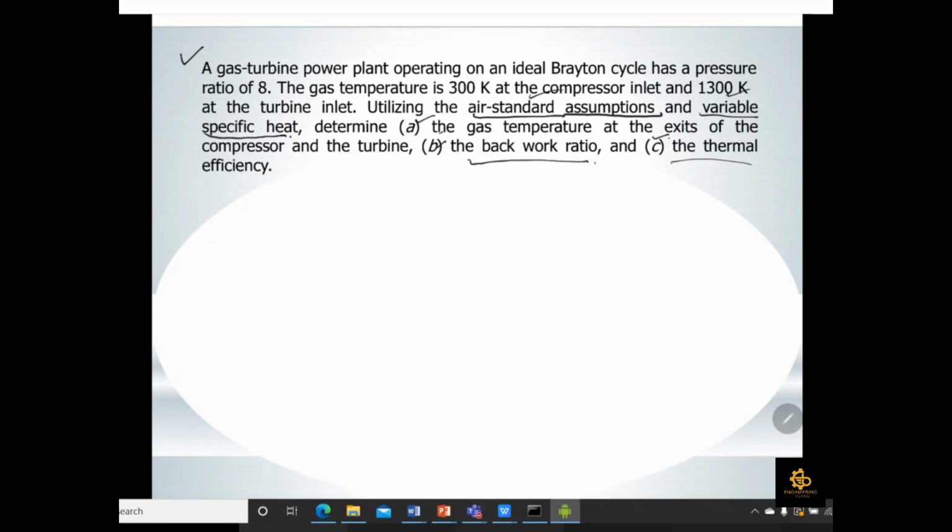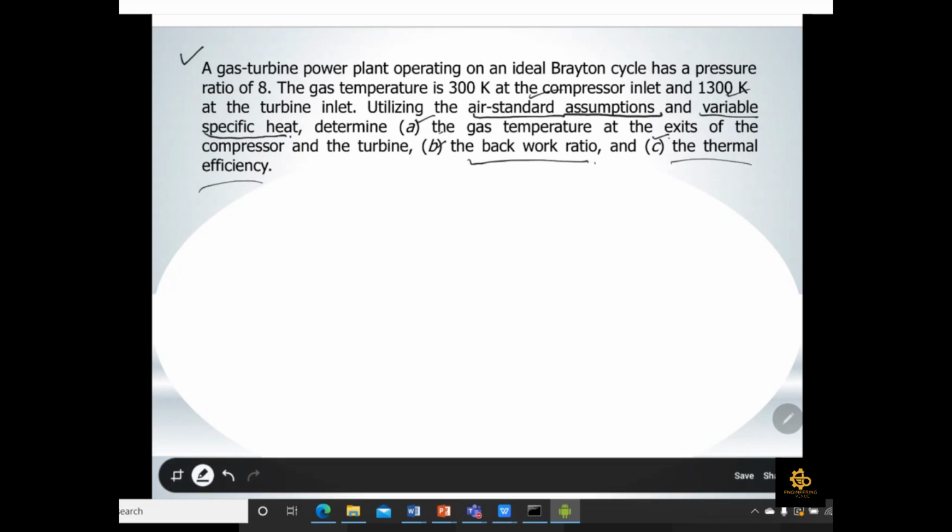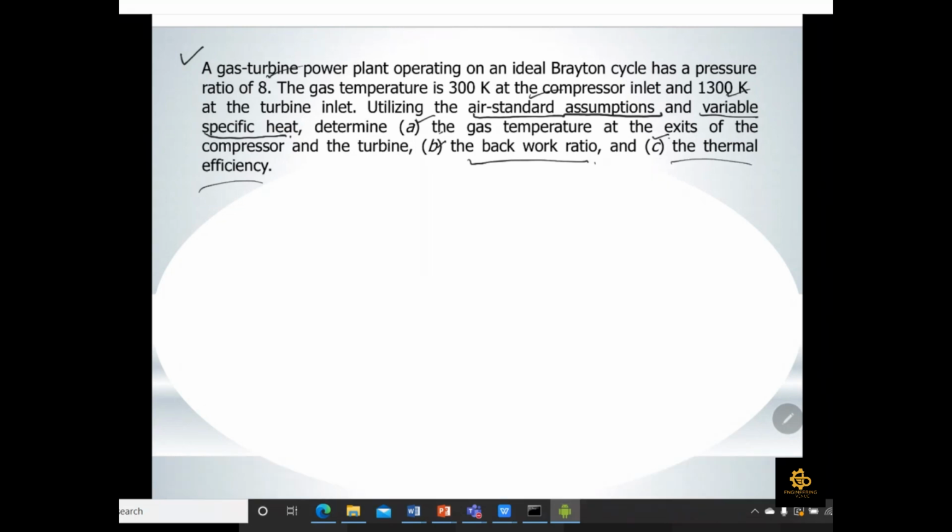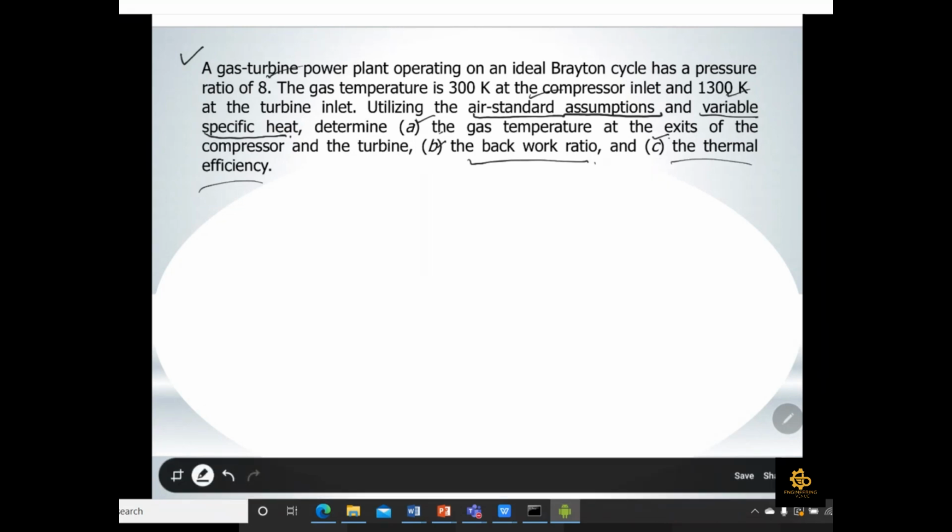The thermal efficiency we can easily find from the air standard assumption as well. We just need the value of Rp, and the Rp value is given in your question. So we just plug the value into the efficiency equation for the normal air standard assumption, and we can find the efficiency. And for the variable specific heat, we need the enthalpy value. So we have to note down the data, then we will start the problem.